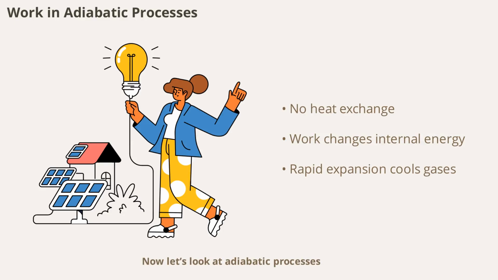Now, let's look at adiabatic processes, where no heat is exchanged with the surroundings. In an adiabatic process, all the work done results in a change in the internal energy of the system. This is different from isothermal processes, where heat can flow in or out. The mathematical expression for work in adiabatic processes involves the specific heat capacities and the change in volume. Understanding this helps explain phenomena like the rapid cooling of gases when they expand quickly.